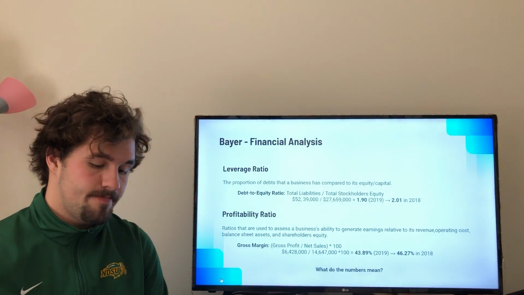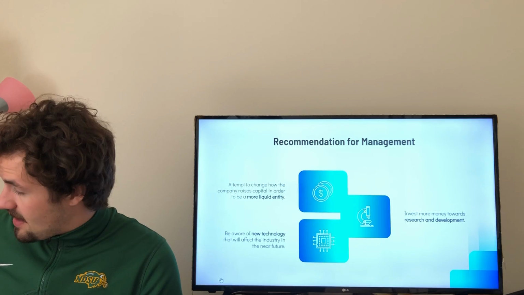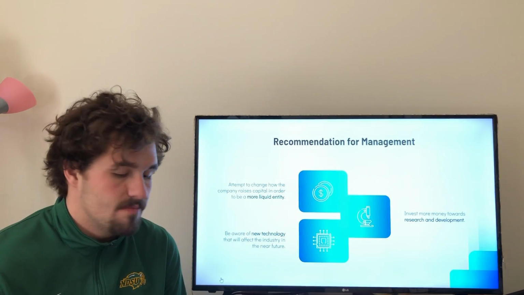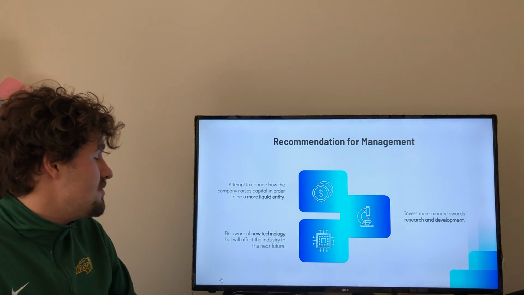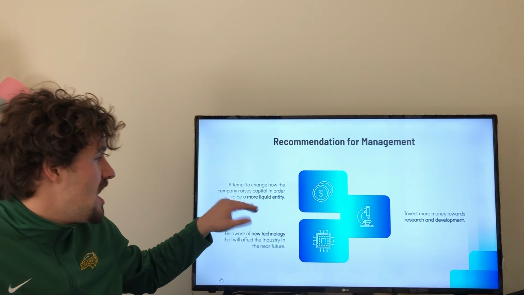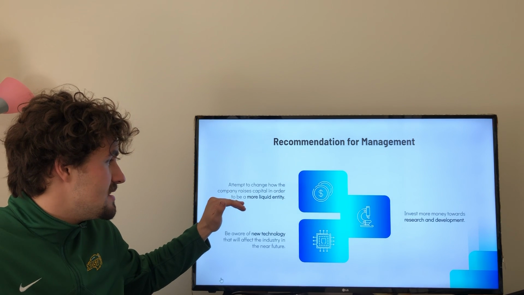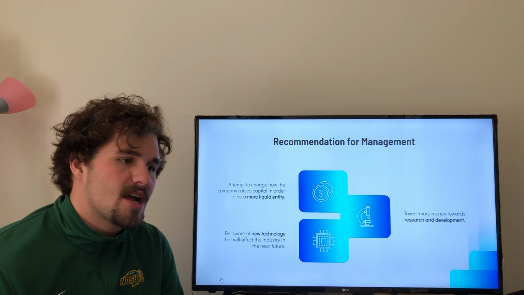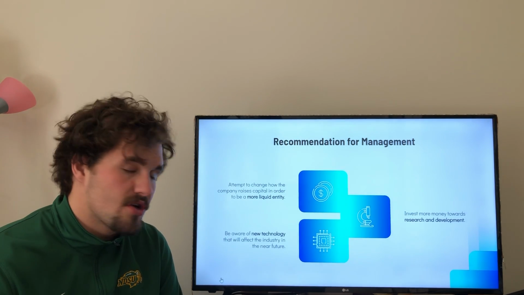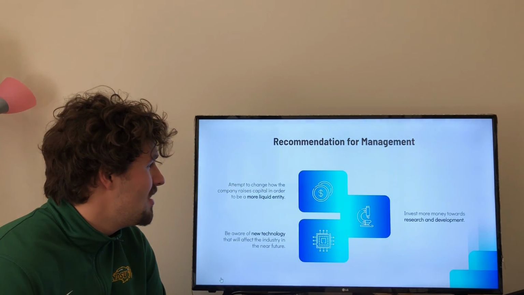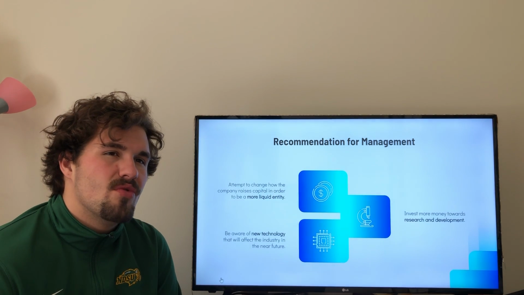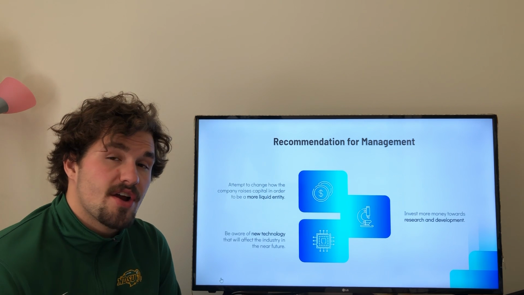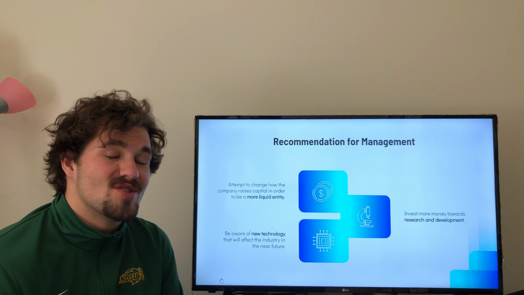Next, we will look at recommendations for top management people at Bayer. The first we will look at is attempt to change how the company raises capital in order to be a more liquid entity. This has to do with the leverage ratio I was talking about and the current and quick ratio I was talking about. Right now they raise a lot through loans instead of equity investment, which in turn lowers their current and quick ratios, which means they're not that liquid.